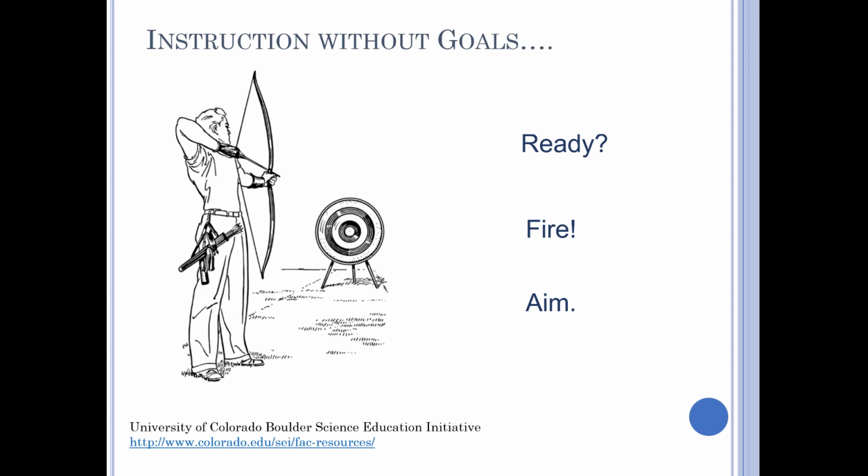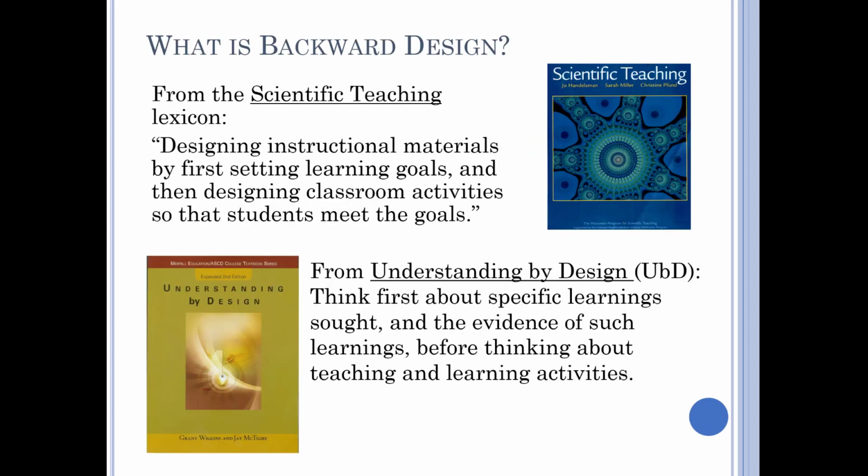If you don't have a good plan, it might be that you end up saying ready, fire, without aiming for particular learning goals for your students. This is where backward design comes in. From the book Scientific Teaching, backward design is defined as designing instructional materials by first setting learning goals and then designing classroom activities so that students can meet those goals.